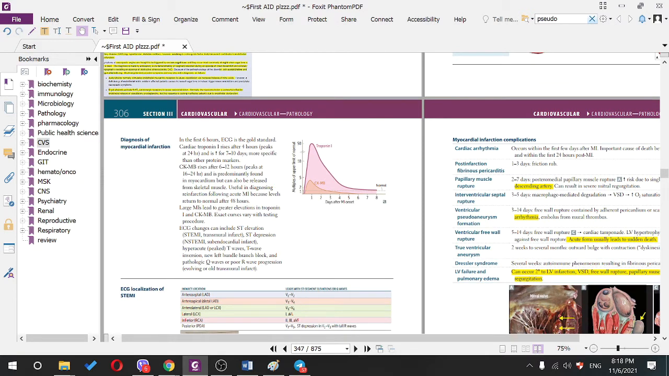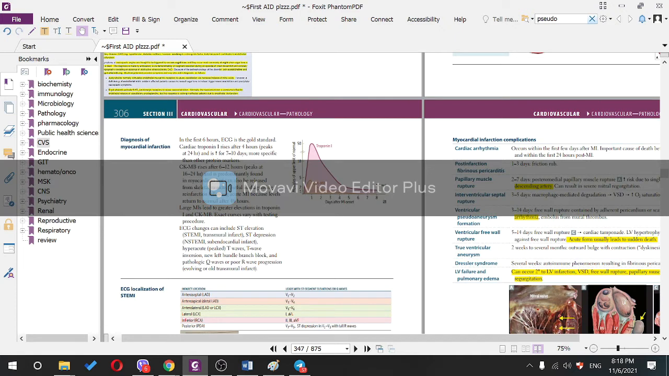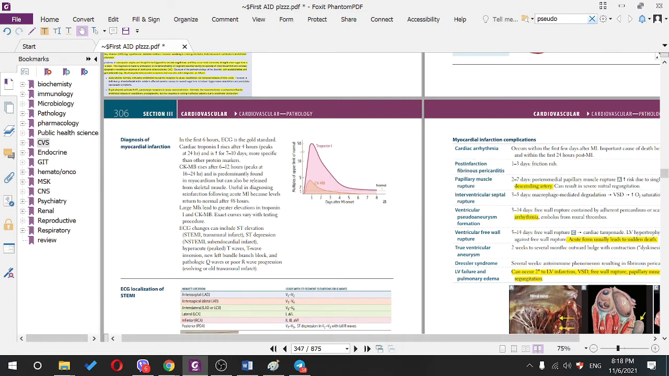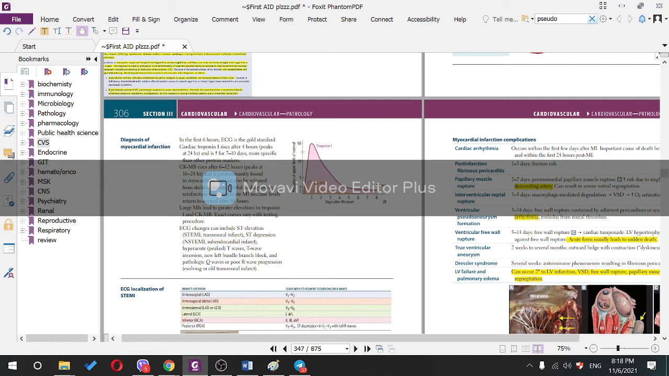So, someone comes to you with a chest pain. What do you do first? ECG or enzymes? Yes, you start with an ECG, never enzymes first. ECG is first. So they write for you, in the first 6 hours, ECG is the gold standard.